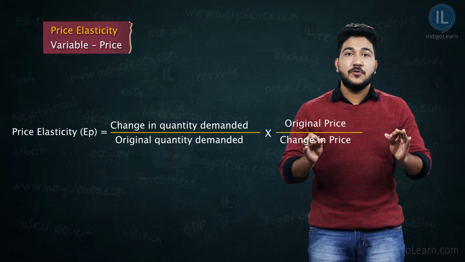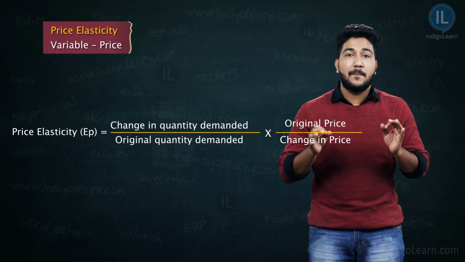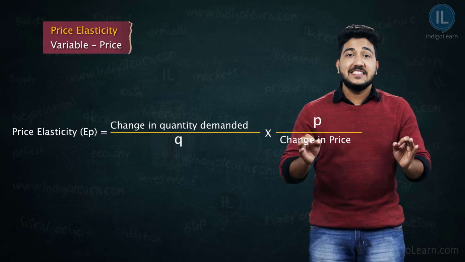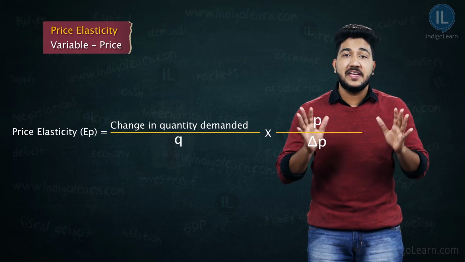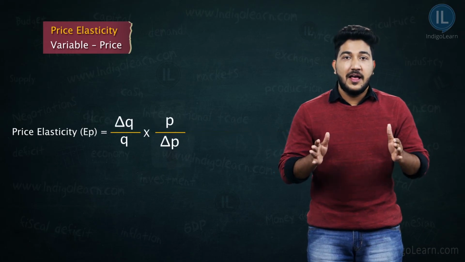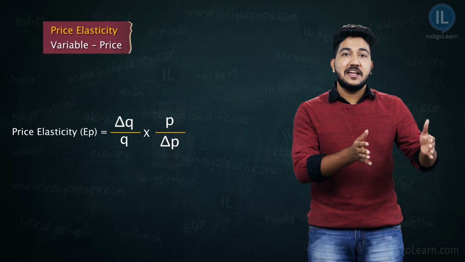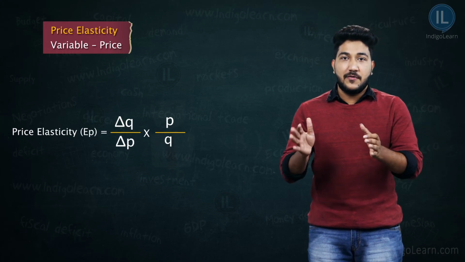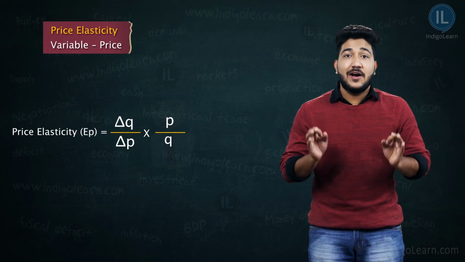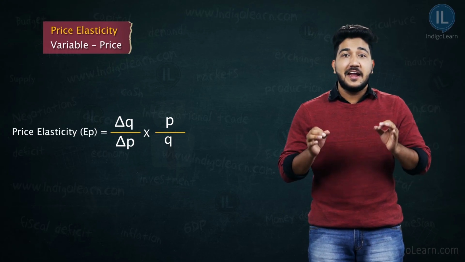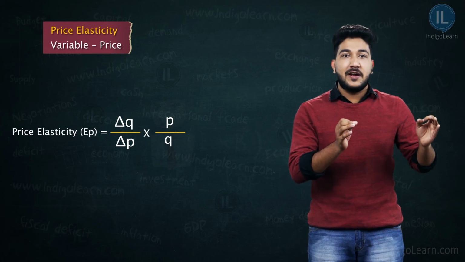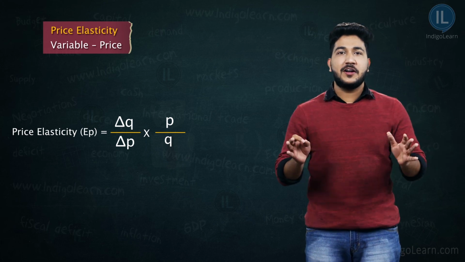Now this time we will use letters. Our price will be denoted by P, quantity will be denoted by Q, change in price will be denoted by delta P, and change in quantity will be denoted by delta Q. Now let us take the change in price to the other side. When you take that, original quantity will move to the other side. Now the revised formula will be nothing but delta Q divided by delta P multiplied by P divided by Q. So we got our formula.